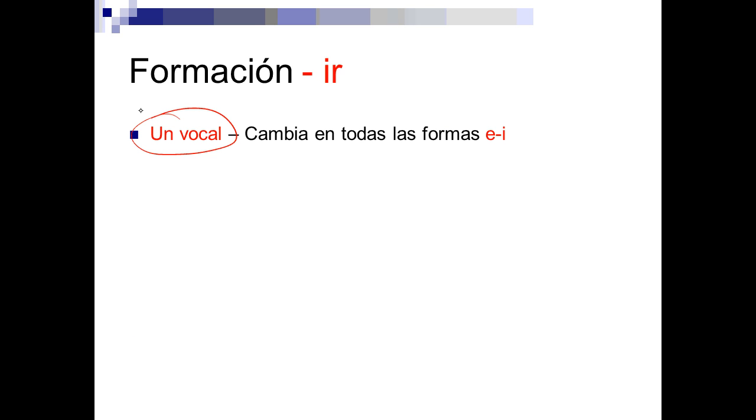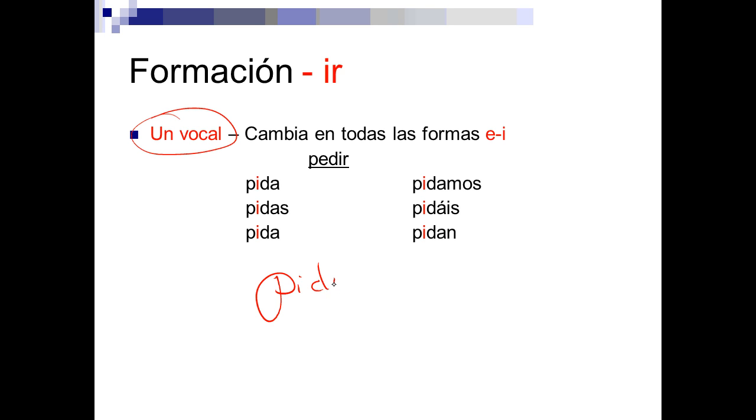The other IR ones, okay, if they have a one vowel stem changer, it changes in all the forms. Por ejemplo, pedir. Okay, pedir in the yo form is pido. It only changes one vowel, so it changes all the way through. You don't have to worry about anything.